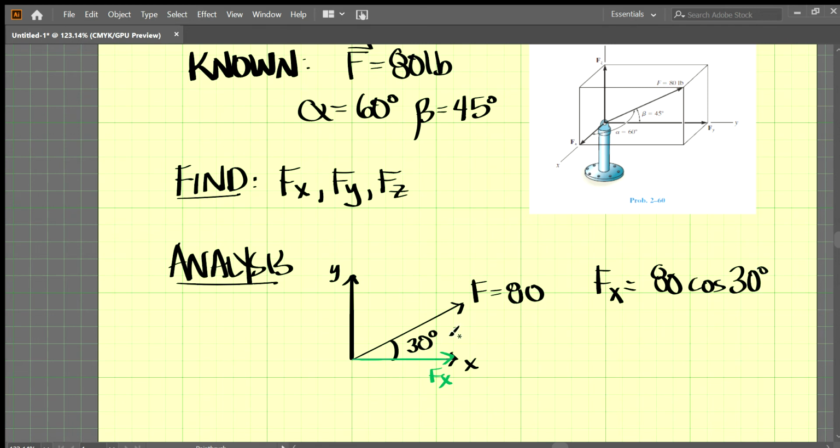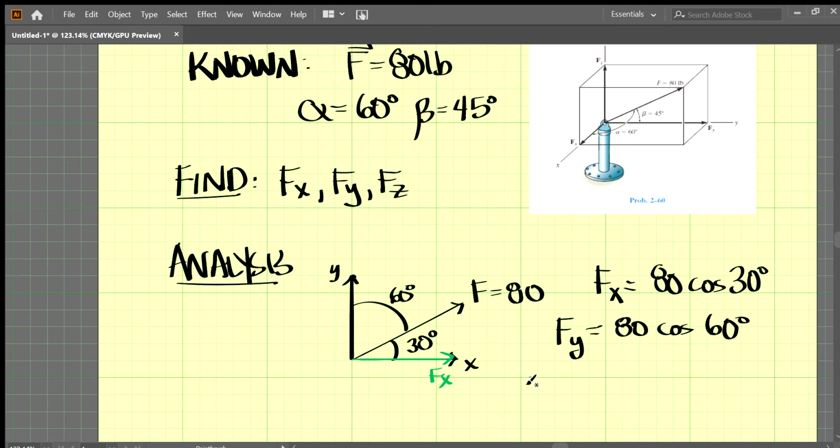Now let's say we wanted to find Fy, the force vector along the y-axis here. Well, there are several different ways that we could find this. I think the easiest way is to notice that these angles add up to 90 degrees, so we know that this is 60 degrees. So you could go 80 cosine 60 degrees, and that would be your y component, your Fy here. You could also do 80 sine 30, but let's not get into that.